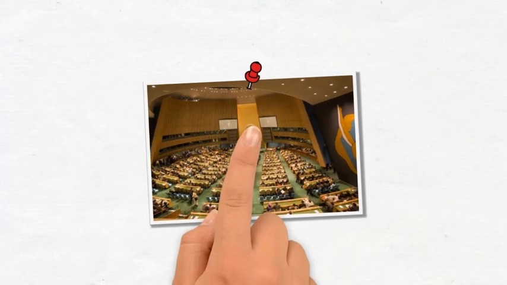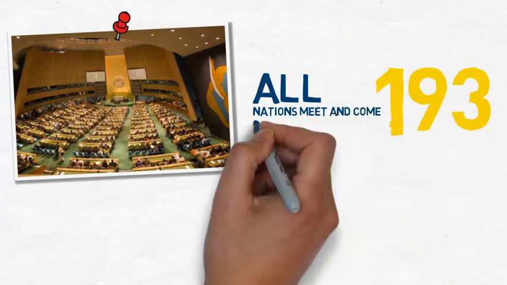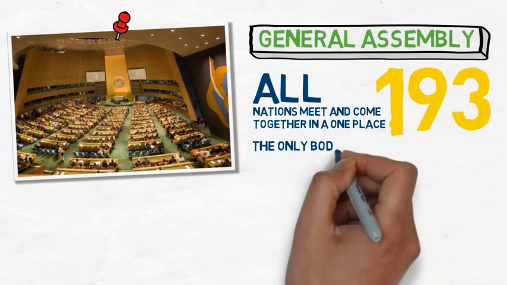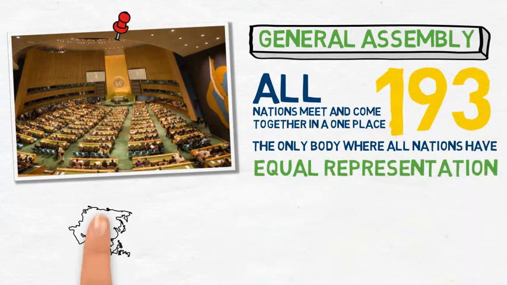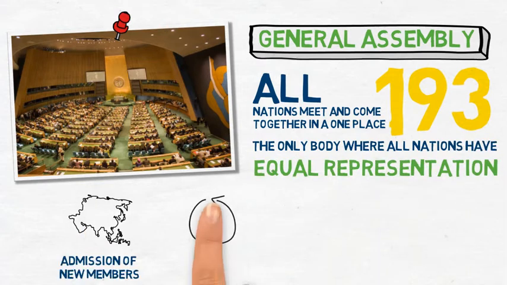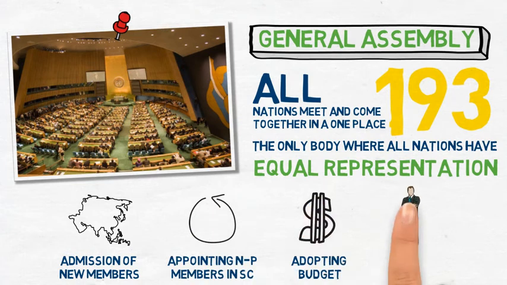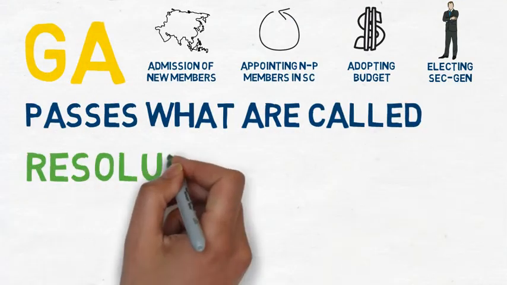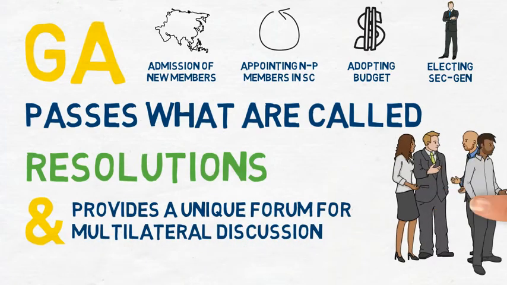The other very important UN organ is where all 193 nations meet and come together in one place. It's the General Assembly, and it's the only body of the UN in which all member nations have equal representation. It decides the admission of new members, appoints non-permanent members of the Security Council, adopts the budget, or elects the UN Secretary General. Besides that, it passes what are called resolutions and provides a unique forum for multilateral discussion of the full spectrum of international issues covered by the UN Charter.